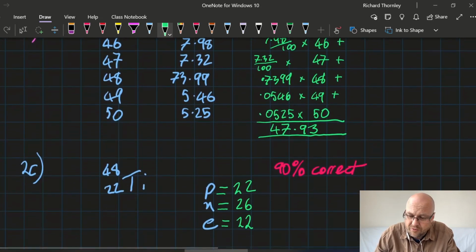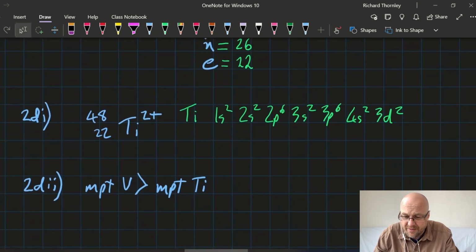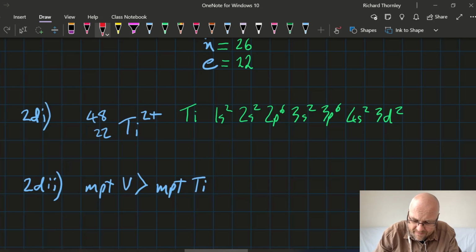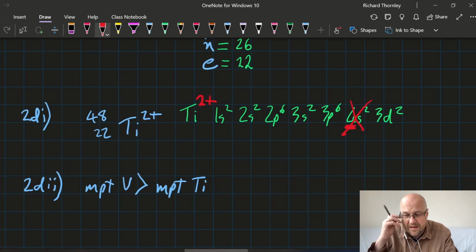Now for the titanium 2+ ion, you've got to take off 2 electrons. And the 2 electrons that we're going to remove are from the outer shell. The outer shell is that one, the 4th main energy level. So those 2 are gone. Now, what the hell happened there? I filled those up first, and now I'm taking them off first. That's beyond the IB. Don't worry about it.